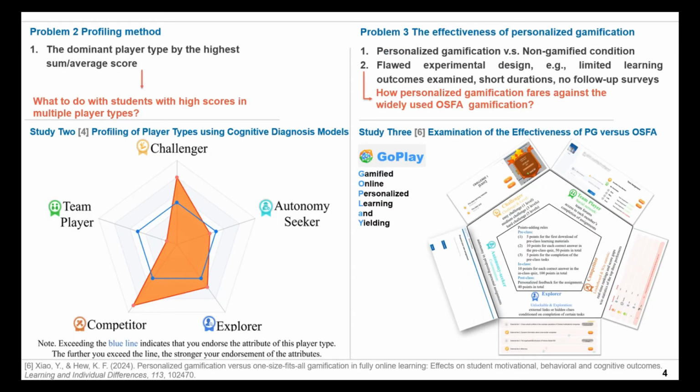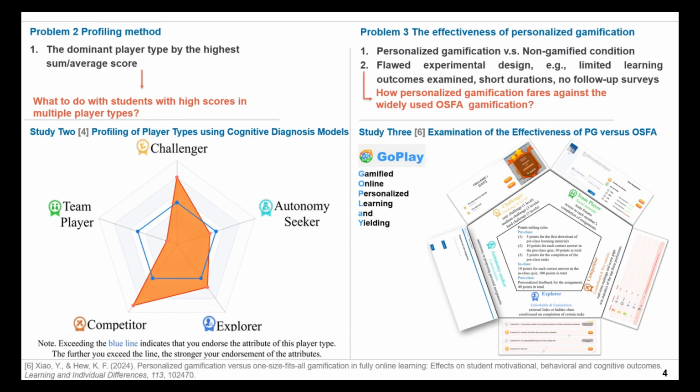The second problem concerns the profiling of player types. Typically, the dominant player type is determined by the highest score. However, what if a student scored high in multiple player types? Therefore, Study 2 introduced an algorithm, CDM, to profile hybrid player types.